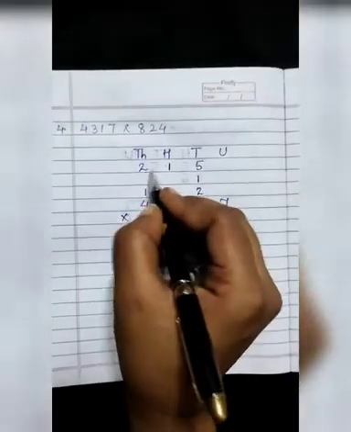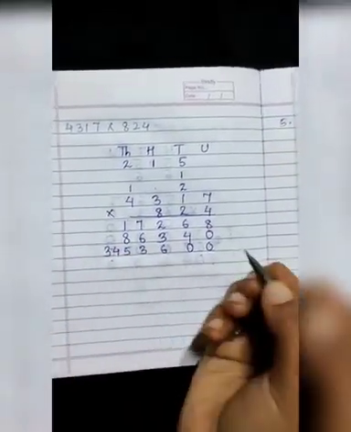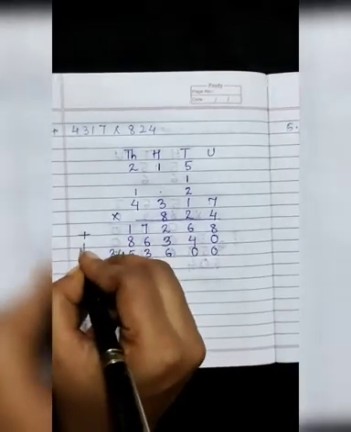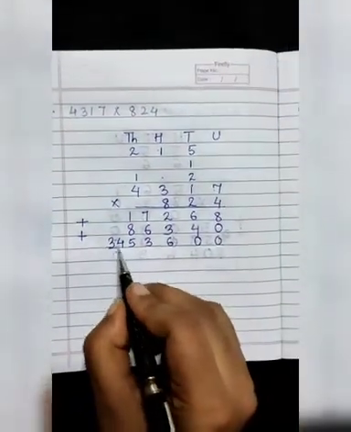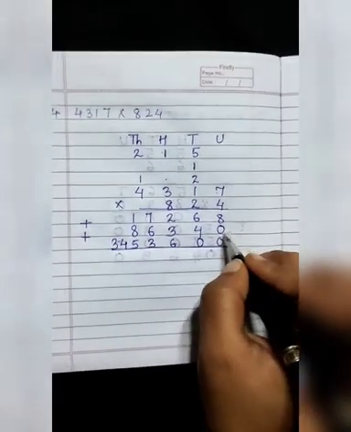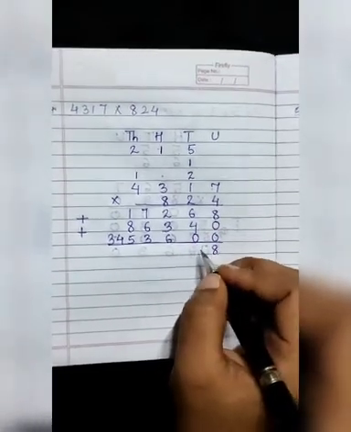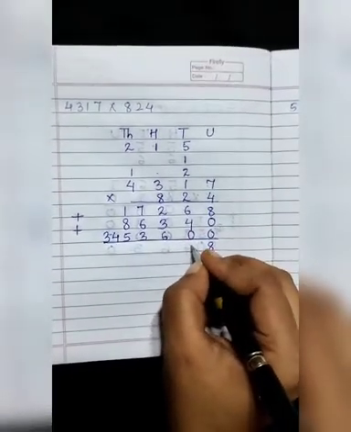32 plus 2 will be 34. So we'll write here 34 and plus signs. Now we are going to add all these three numbers. 8 plus 0 will be 8. 6 plus 4 will be 10. Plus 0, again it will be 10.